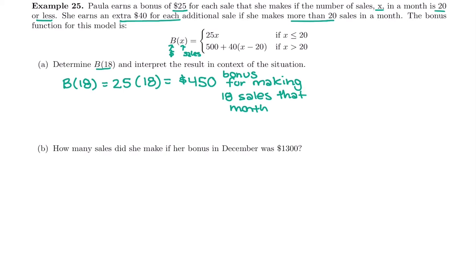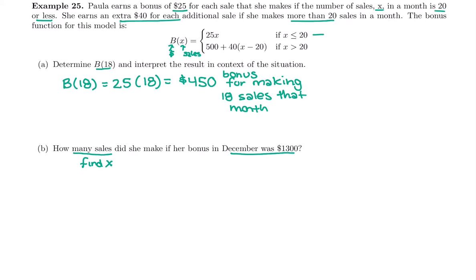So the next part says, how many sales did she make? So we want to find X. We don't know what X is. Last we knew X was 18, but now we want to find X on this part. If her bonus in December was $1,300, so we know her bonus is $1,300, and we don't know which part of the piecewise function to plug into.